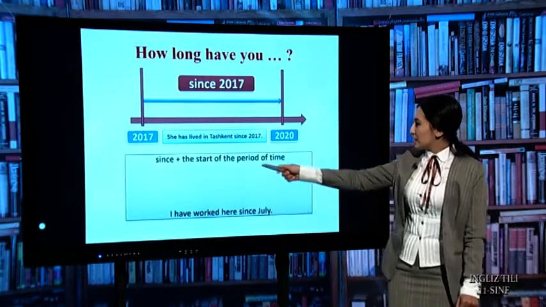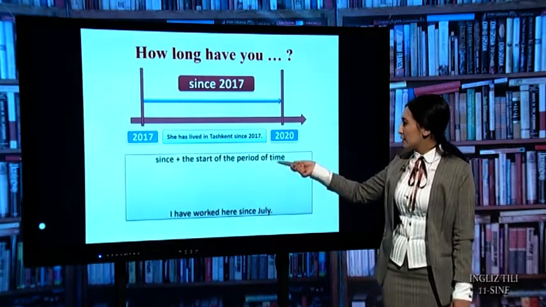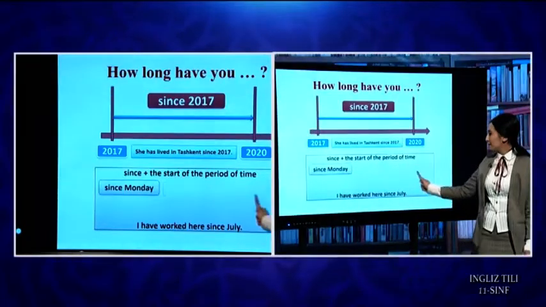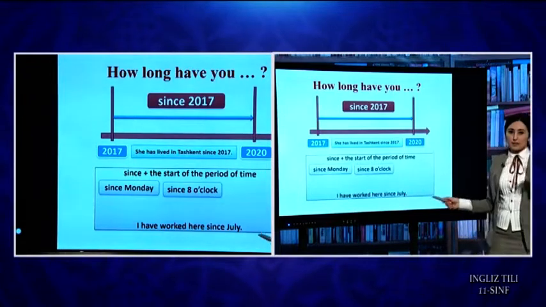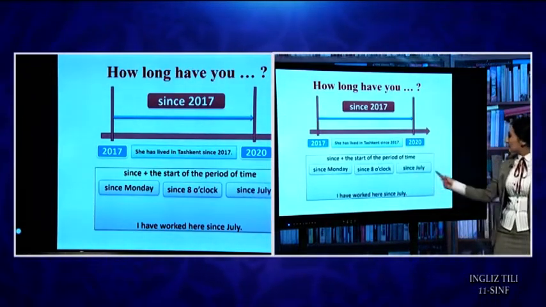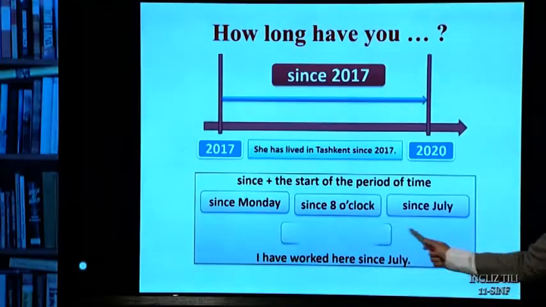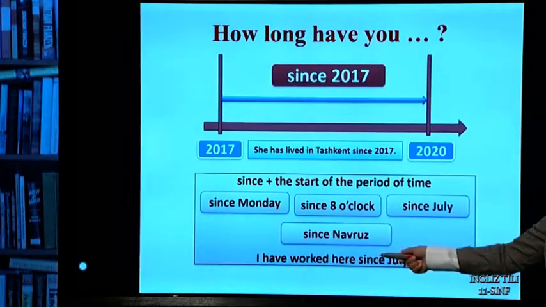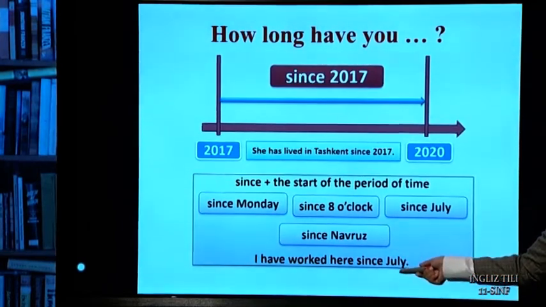The rule: we use since with the starting point of the period of time. Example, since Monday, since 8 o'clock, it means from 8 o'clock, since July, from July, since Navruz, from Navruz till now. I have worked here since July.